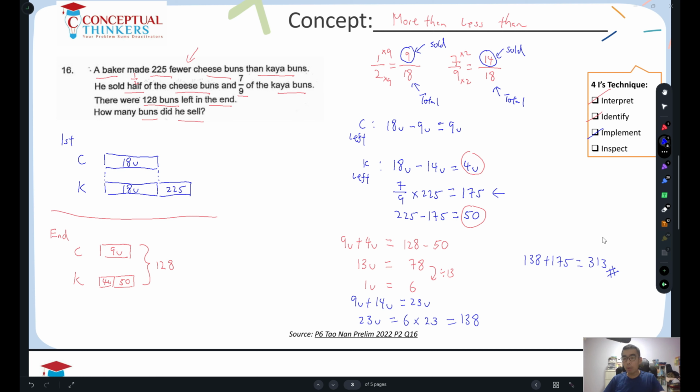Now then, how do we check our work, right? So what I will do is I will do some checks here. First thing is I want to find what is the value of 18 units. So I'm going to take 6 times 18. So that will give me 108. Okay, so this will be the number of cheese buns at first. Then I take 108, I add another 225. So I will end with 333. So this will be the number of kaya buns at first.